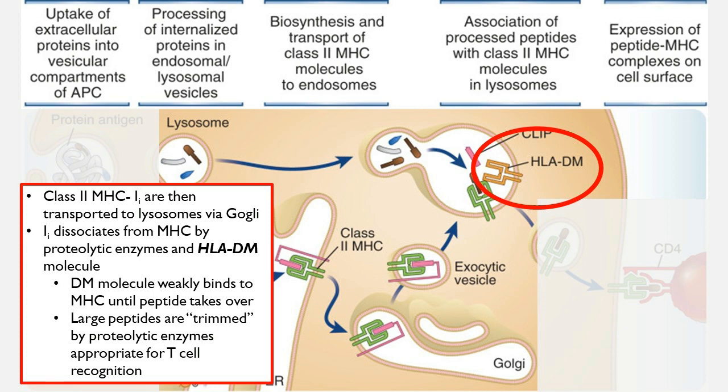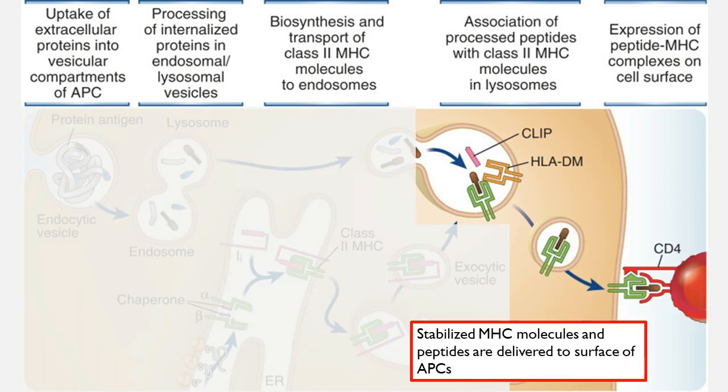And in the second step, HLA-DM helps bind to the Class 2 MHCs in part to prevent low affinity peptides from binding to it. So it helps only the high affinity peptides destined for the Class 2 MHCs to actually bind to it. Once a high affinity peptide comes along, it displaces HLA-DM, and then a fully formed Class 2 MHC peptide combination is created. The stabilized MHC peptide combination is then brought to the surface for recognition of CD4 plus cells.